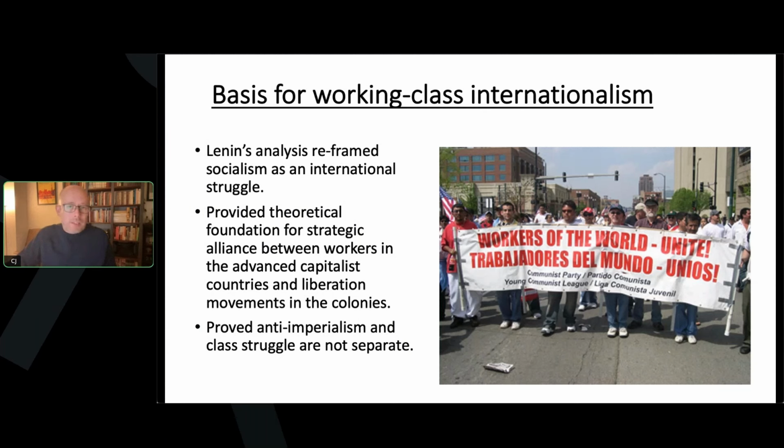And that's why communists to this day still say that you can't really oppose what capitalists do to workers here at home in the United States, and then support what US imperialism does abroad to workers and peoples in other countries.